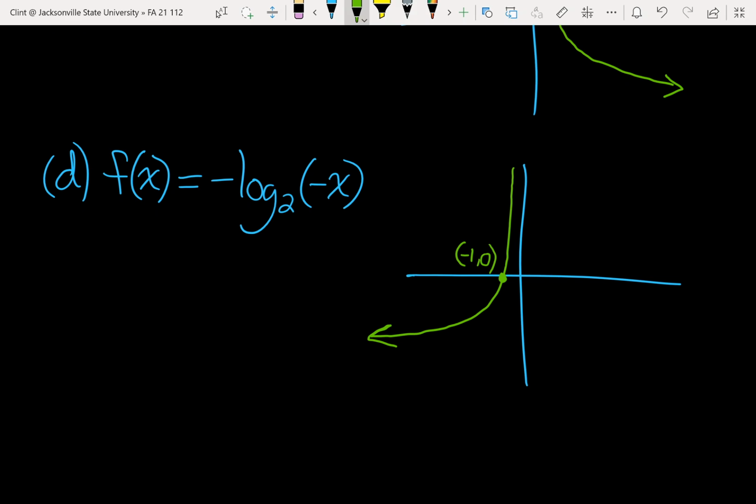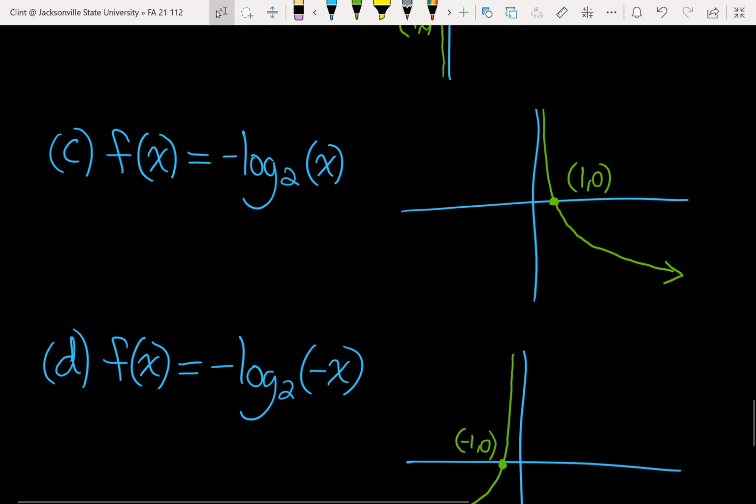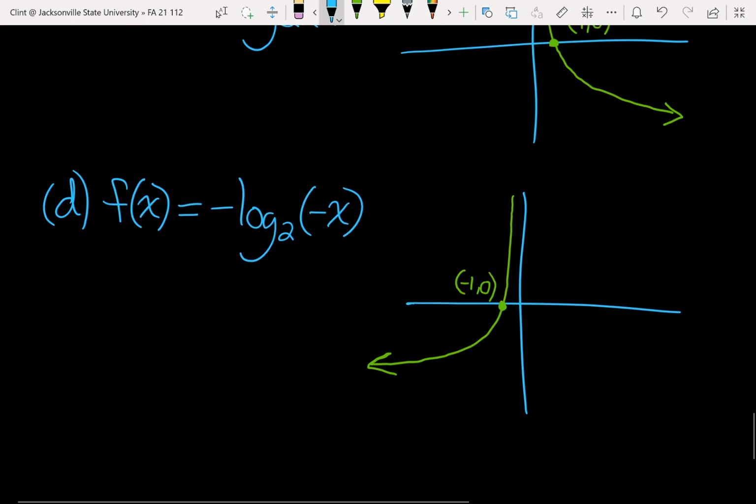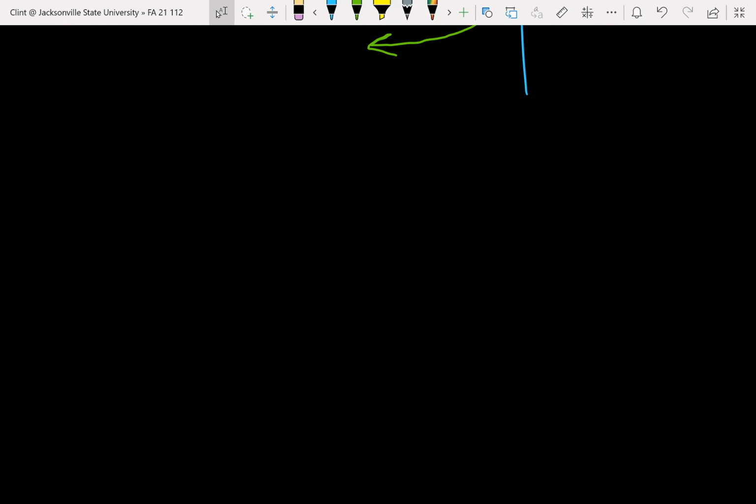Questions on those? Yeah. Just the negative log on that one. We're using our rules or our laws of logarithms, and it's a mix of both directions.